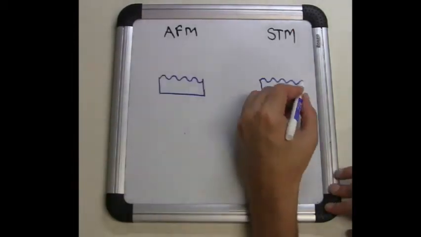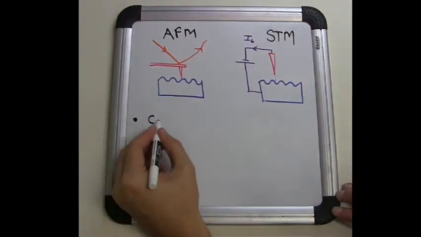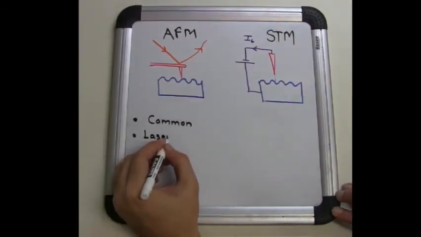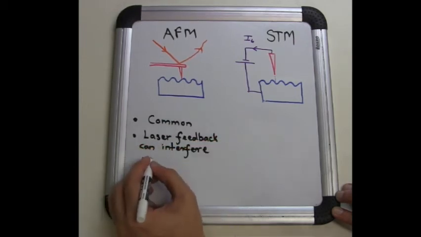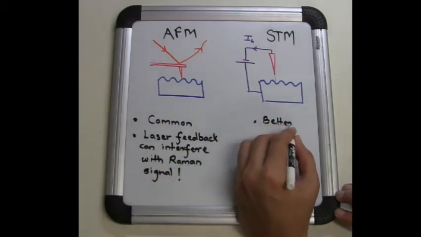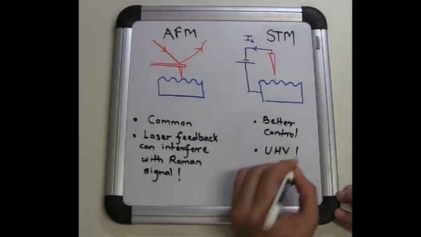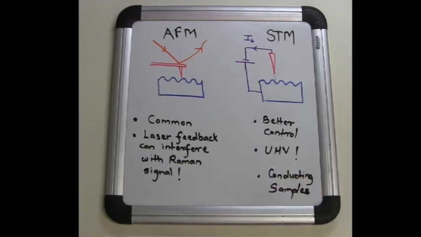The scanning probe equipment can either be an atomic force microscope or a scanning tunneling microscope. AFM setups tend to be more common due to the relative ease of operation and maintenance, but require a laser feedback for monitoring the cantilever motion. STM setups offer higher control and precision but have higher maintenance as well, not to mention the requirement of ultra-high vacuum and electrically conducting samples.